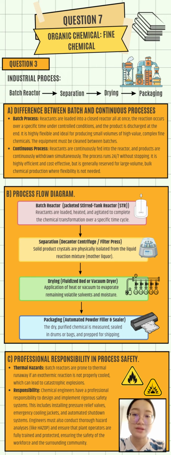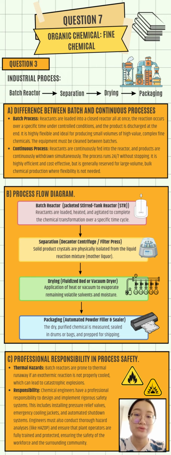So for the continuous process, the reactants are continuously fed into the reactor and the product is continuously withdrawn simultaneously. The process runs 24 hours without stopping. It is highly efficient and cost effective, but is generally reserved for large volume bulk chemical production where flexibility is not needed. So B is the process flow diagram.